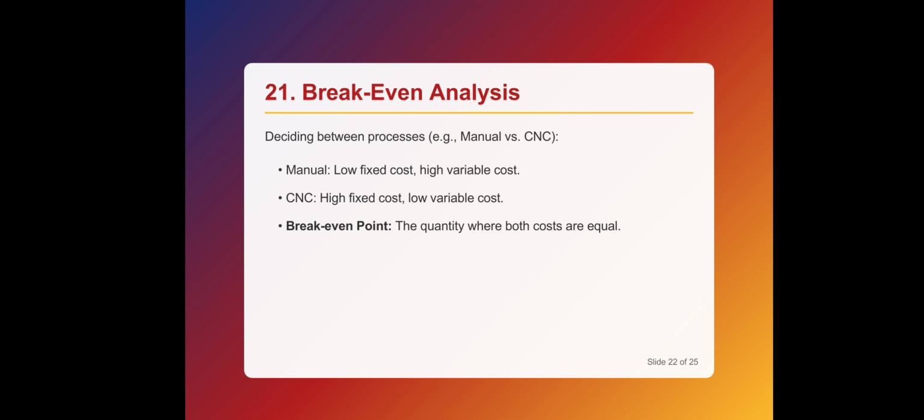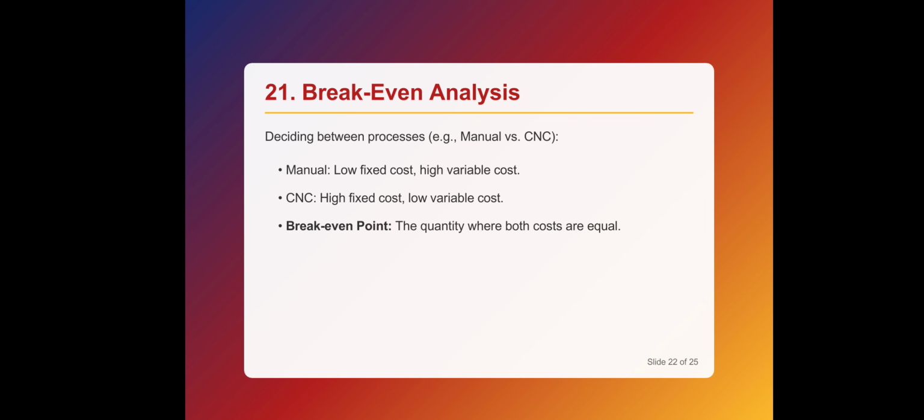The next one is break-even analysis. The break-even analysis is deciding between processes. Example, manual versus CNC. CNC means computer numeric control. In manual, low fixed cost and high variable cost are needed. In CNC, high fixed cost and low variable cost are needed.